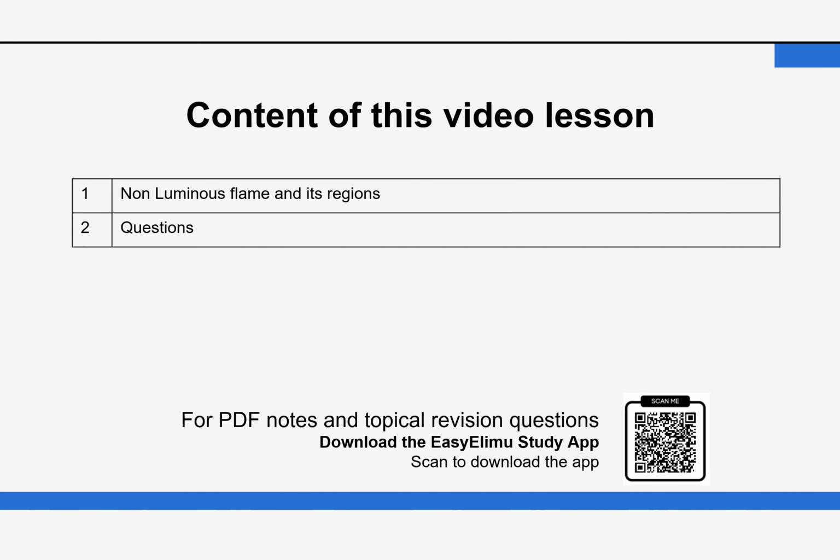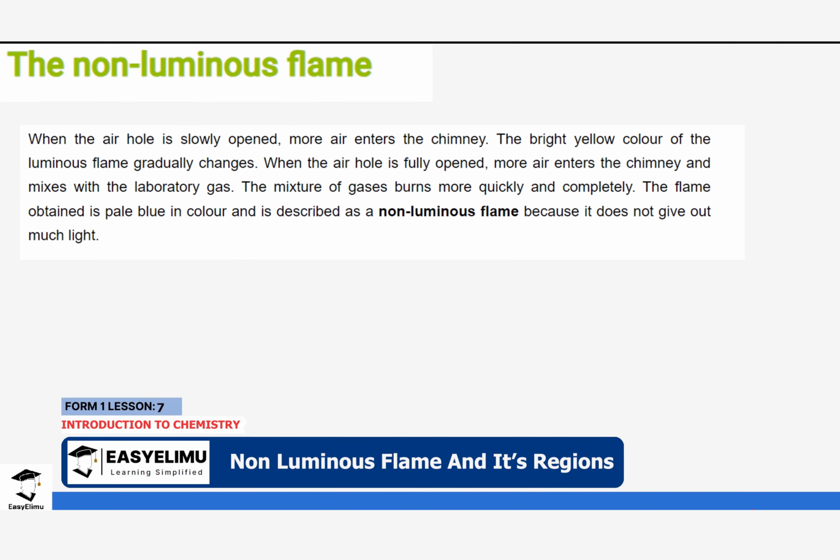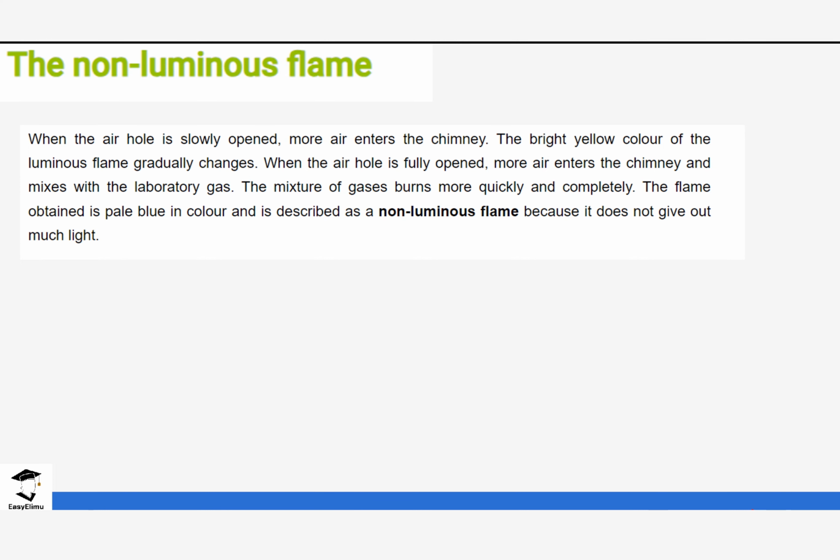So let's begin. The non-luminous flame is usually produced when the air hole is open. So when the air hole is slowly opened, more air enters into the chimney. And when air enters into the chimney, it means that there will be a complete combustion. The air will mix with the laboratory gas and it's going to burn completely. So the yellow color slowly turns into blue, and the flame that is going to be formed is usually pale blue in color.